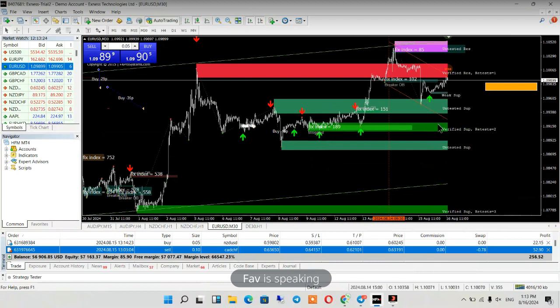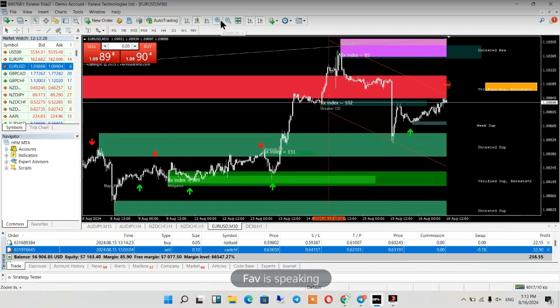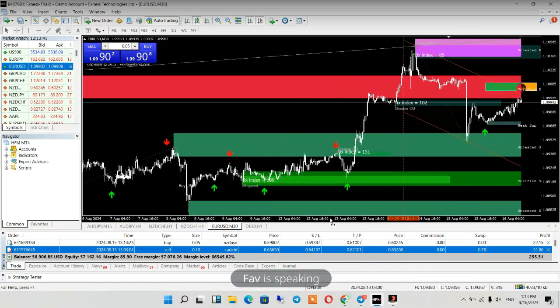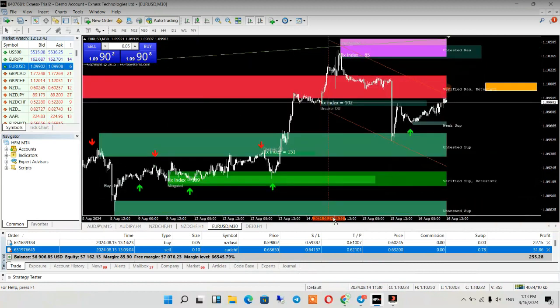One, it is this. This here is a verified support. It has been retested twice, so it has the chances of holding when market comes back to it. That's the chances of holding. Of course, there may be other things I look at before I enter trades, but I just want to ensure that we are overall bullish.